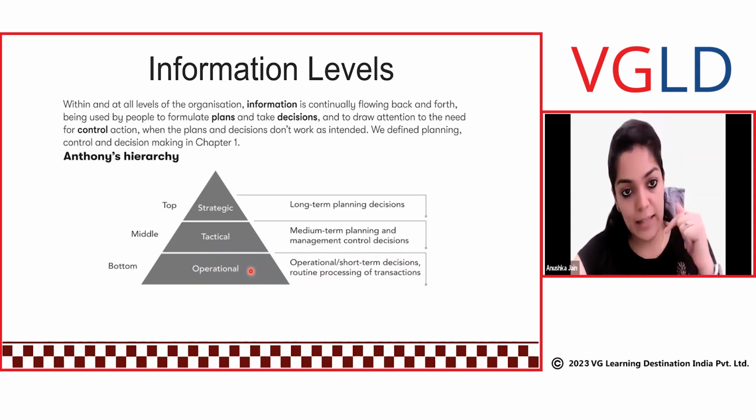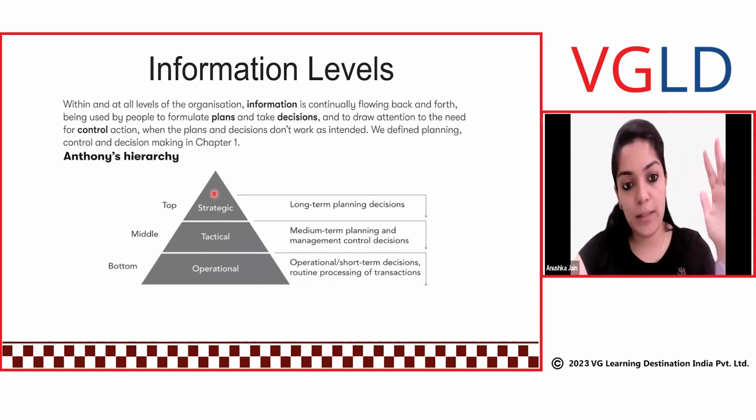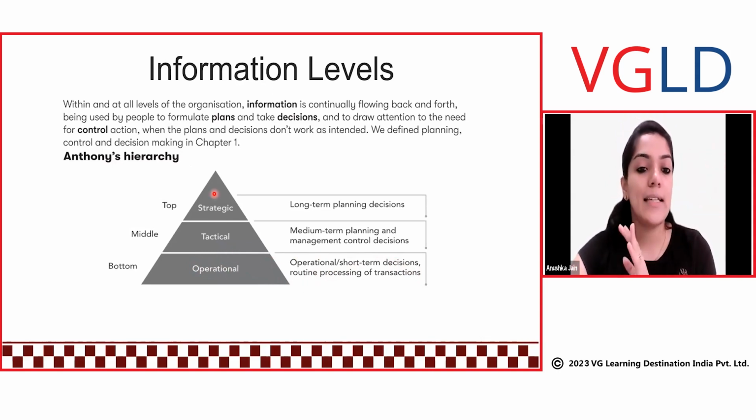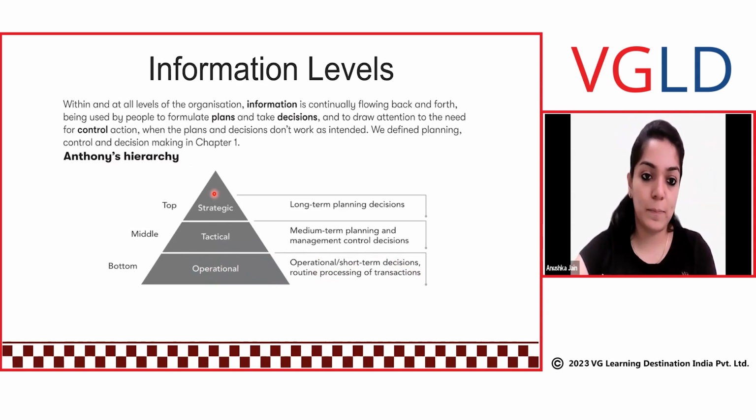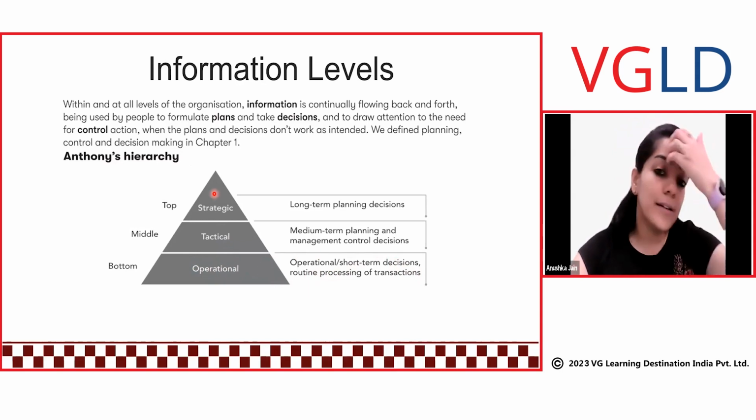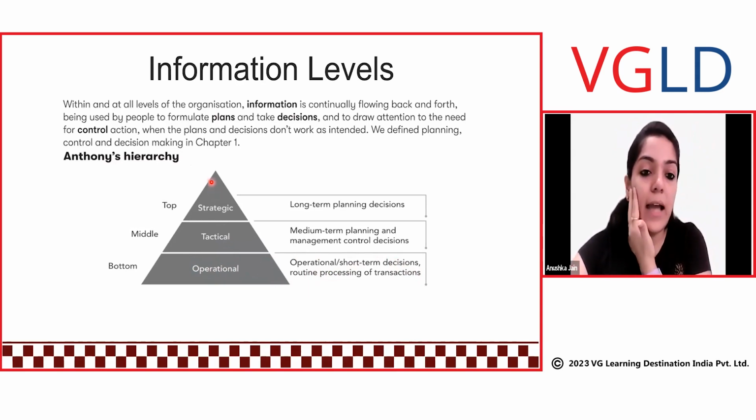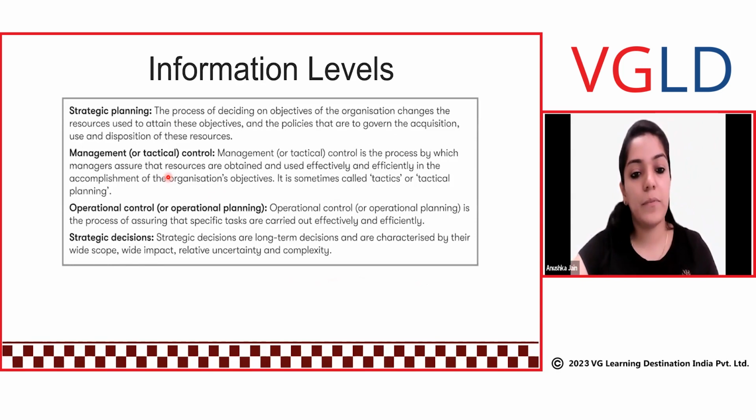Then people at a senior grade than them are known as tactical managers, and at the super top level, they are known as strategic managers. So that is about Anthony's hierarchy. Let's read about them one by one.